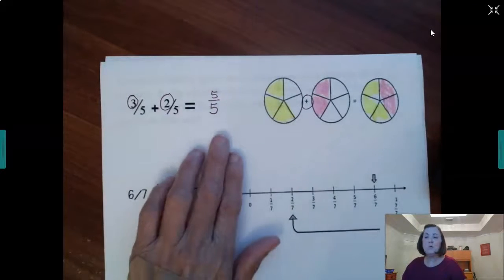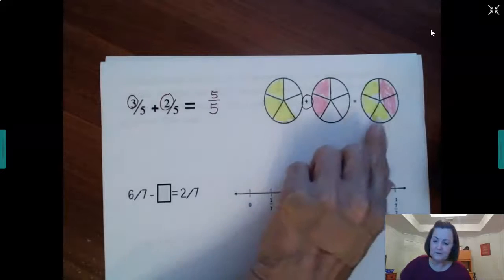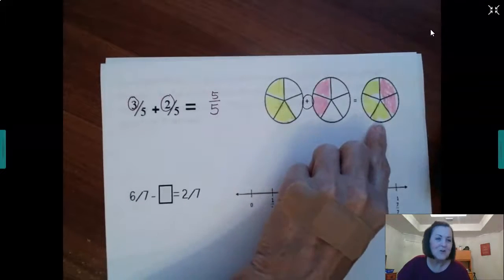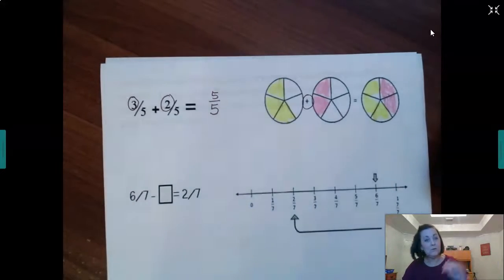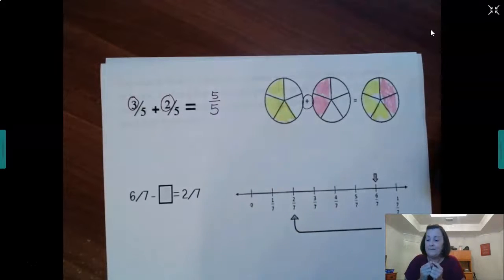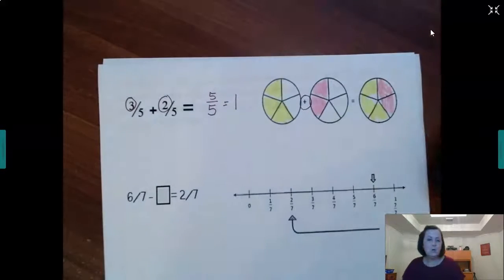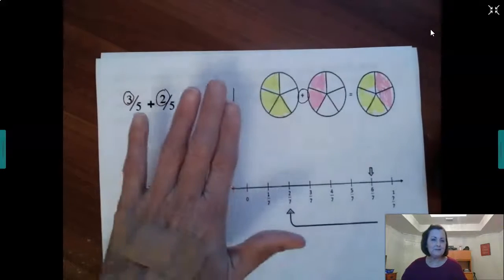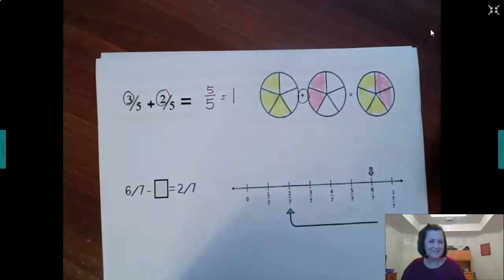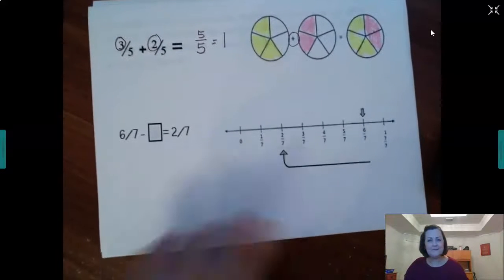All right, what do we know about 5/5? If you look at your visual right here, your model, you can see that the whole thing is shaded 5 out of 5. So we have 5 pieces out of 5. So that is also equivalent to 1 whole. All right, good job. All right, so again, this is just one way to do something. And again, you can take it further or do what you need to make it your own. Here we have a subtraction problem.